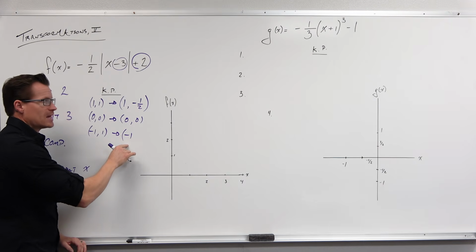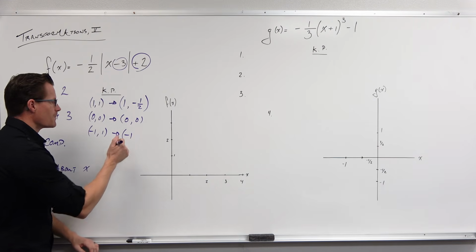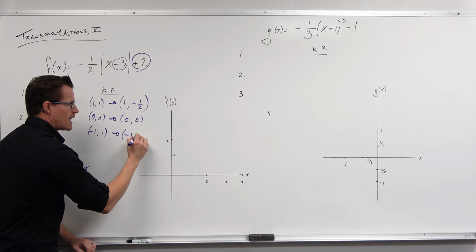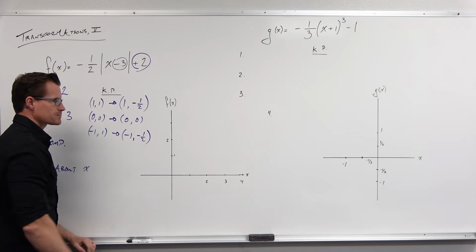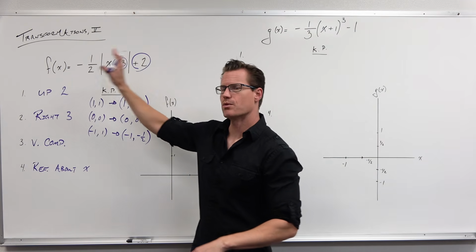0, 0 is never going to change by multiplying, but negative 1, 1 becomes negative 1 still. You never affect that input unless you start multiplying your input by something. That'll be the last example we do in this video. But your 1 times negative 1/2 is also negative 1/2. So here's the way that I like to do it. I like to do this in the same order we wrote them down.